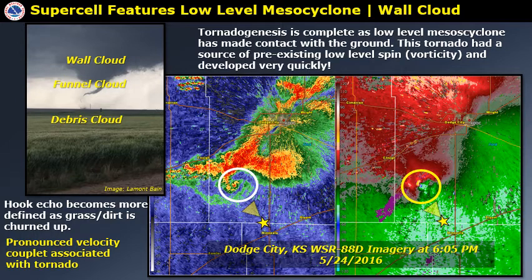At 6:05 p.m., the Dodge City, Kansas radar indicates a much more pronounced hook echo, and the reflectivity values have likely increased due to the ingestion of grass, dirt, and dust by the vortex itself. The radial velocity image on the right reveals a pronounced rotational velocity couplet associated with the tornado.